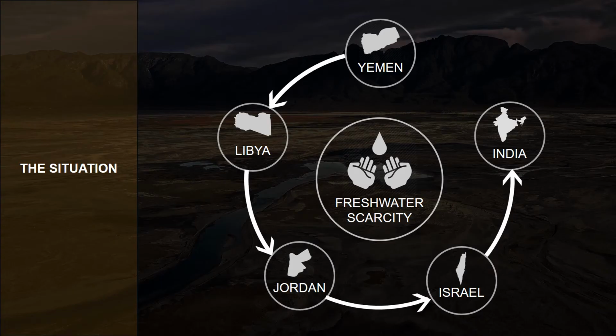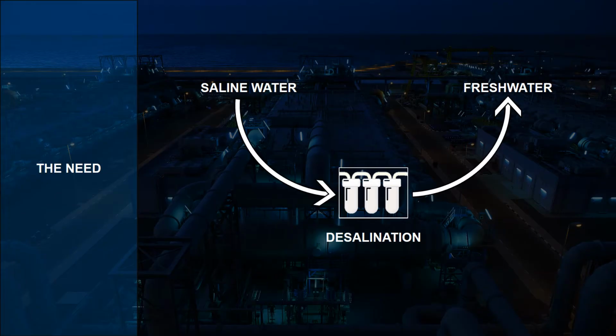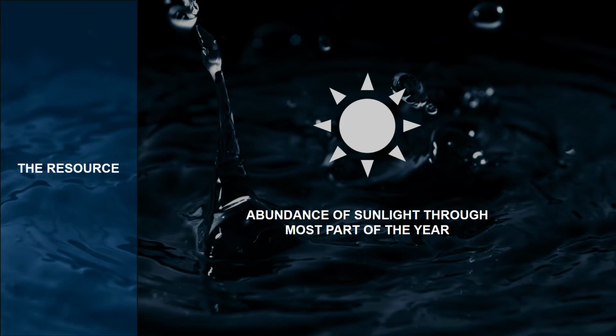First, I want to draw your concern to a global problem. The problem is of freshwater scarcity. Many countries are already facing this problem and in future, India may also face a similar situation. A solution to this problem is desalination, but all desalination methods require resources. Now, one resource that is available in abundance in most countries facing freshwater shortage is sunlight. So, solar thermal desalination methods are very appropriate for such places.